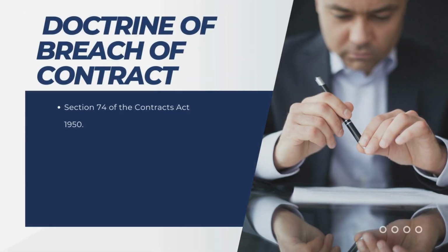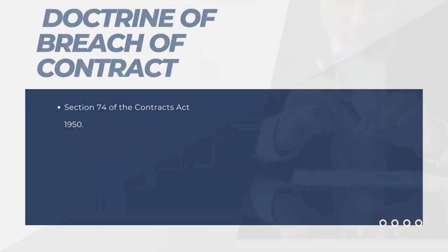Another important principle is the doctrine of breach of contract. This means that if one party fails to perform their obligations under the contract, the other party may be entitled to damages or specific performance. This principle is set out in Section 74 of the Contracts Act 1950.